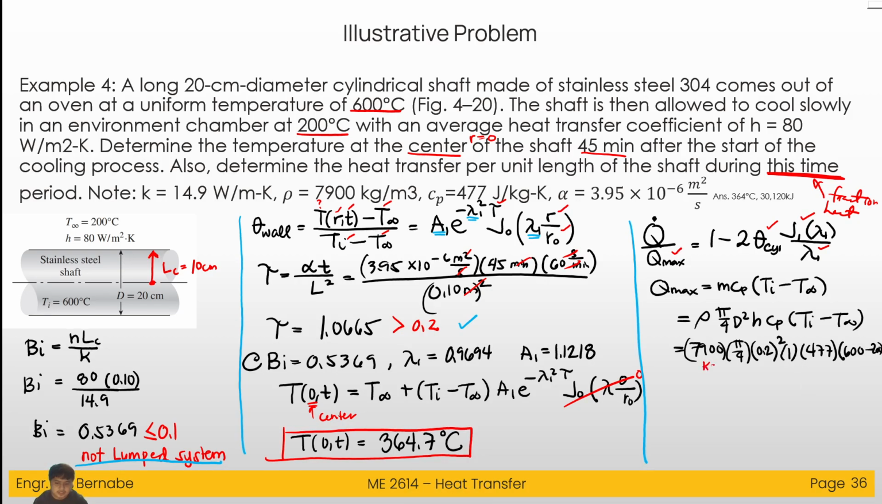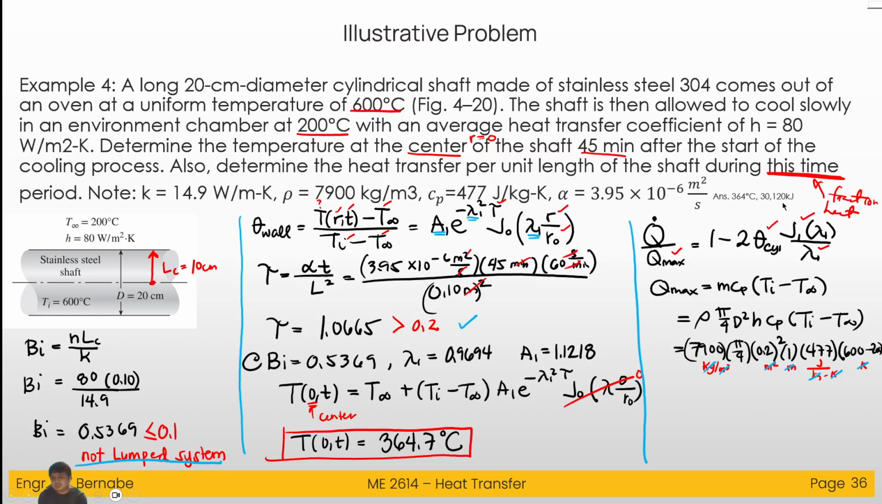So let's do a unit analysis here: kilogram per cubic meter, this is meter squared, this is meter. You have here joule per kilogram Kelvin, and this is Kelvin. So this will cancel the kilogram, meter cube, and meter squared, meter, and the Kelvin. So what's left is the joule. Where's the second? We don't have a second here. We forgot to divide this by time so that this will be in watts. But anyways, the solution is in joules.